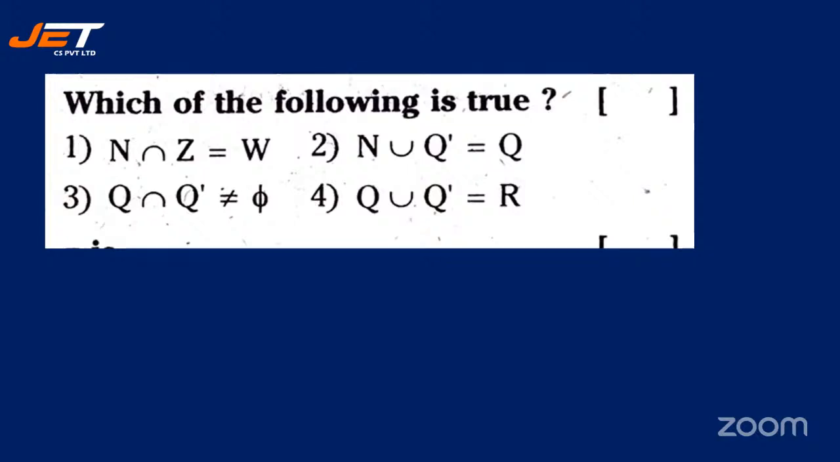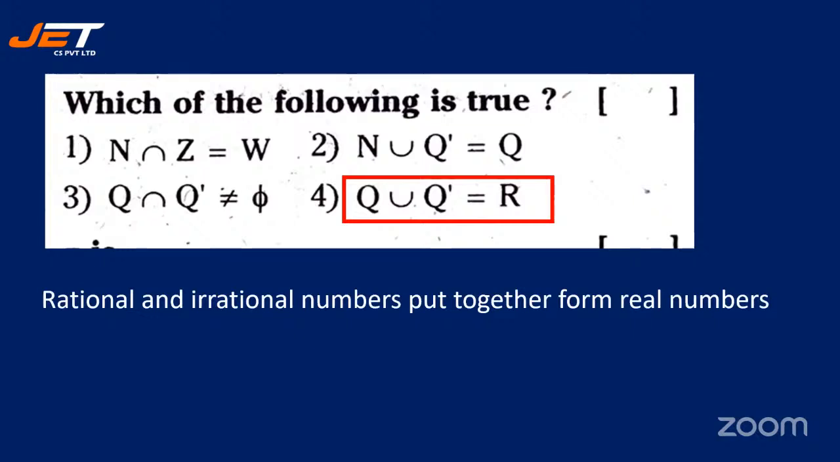Four options are given. Let's quickly see the answer, students. Yes, it is option 4, Q union Q dash is equal to R. Rational and irrational numbers put together form the real numbers.